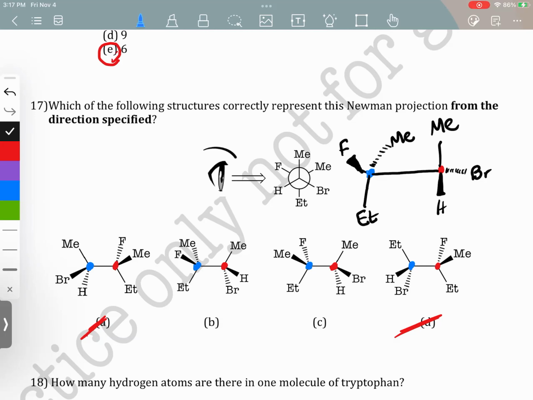Now this is the sideways representation of the Newman projection from the left point of view. So which of these answer choices best matches that? B. Right. Any questions?